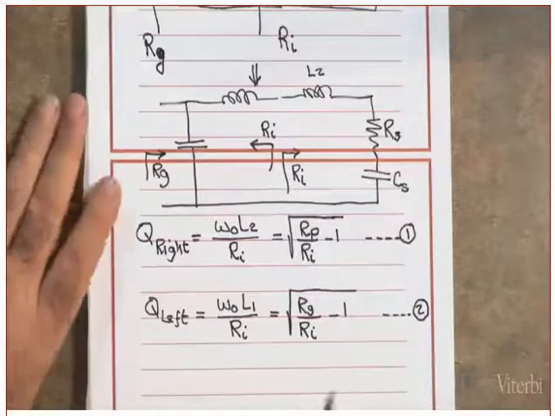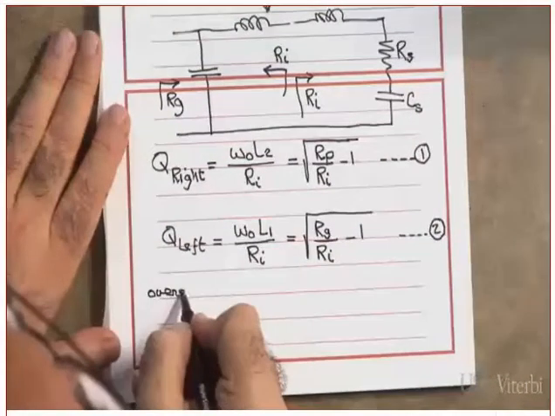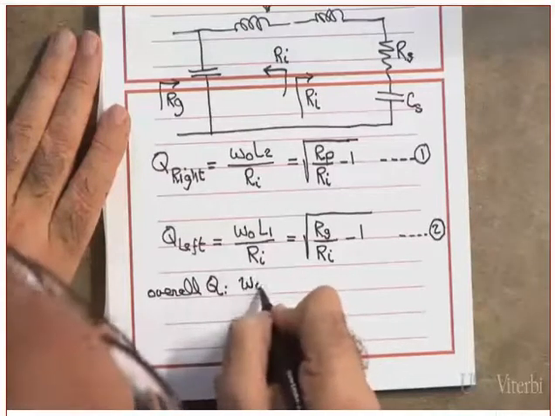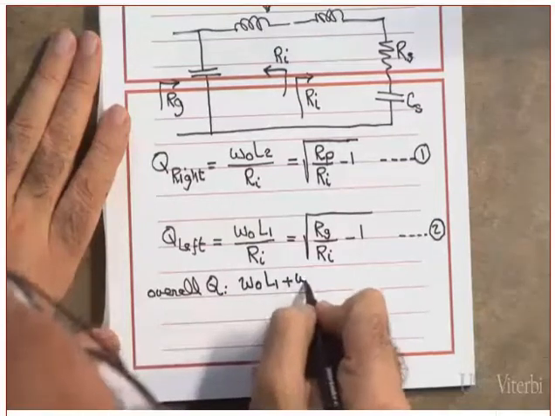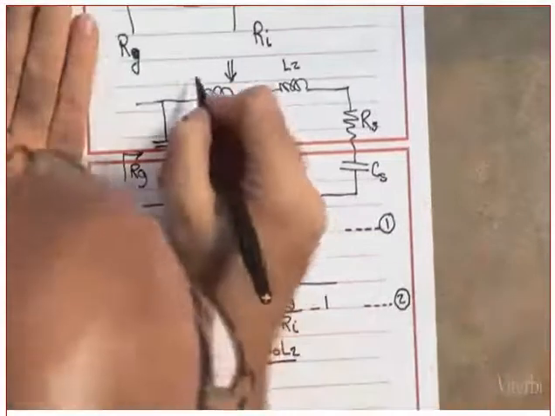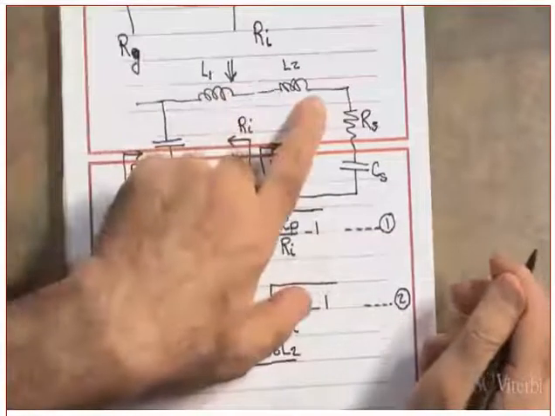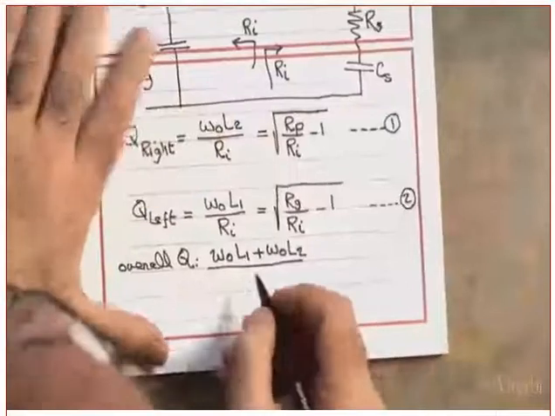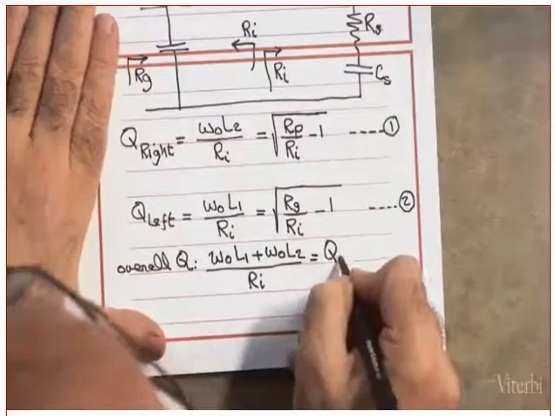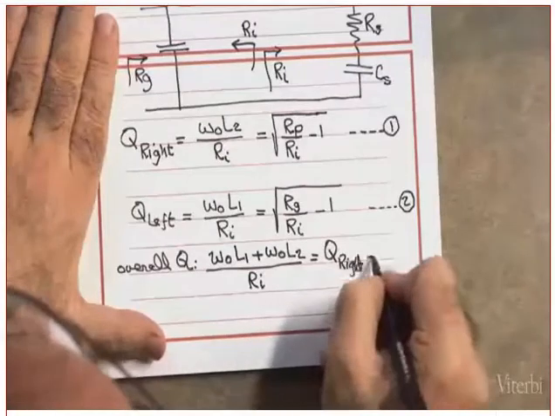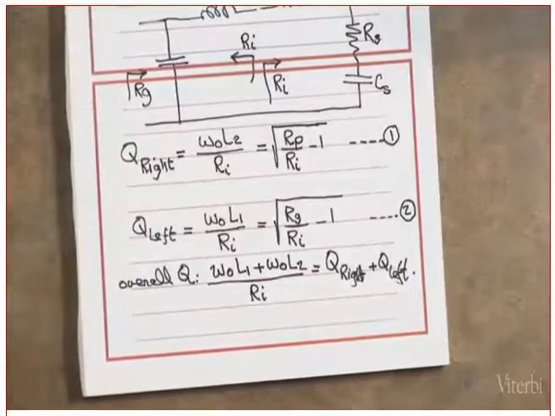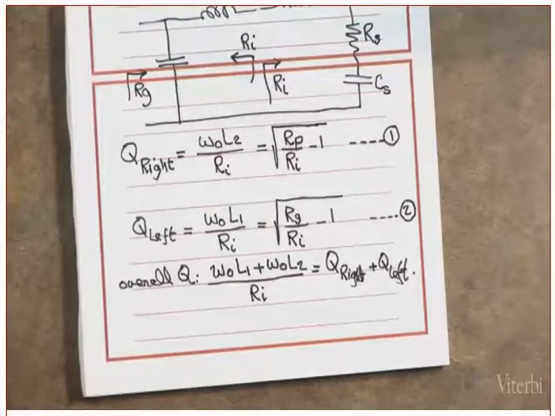Clear? Help me now. What is the overall Q? Overall Q is omega naught L1 plus what? Omega naught L2. Why am I adding? Because this one and this one are in what? Series. Yes or no? Divided by what? Divided by Ri, which is equal to Q right, plus what? Q left. Did you get this or not?